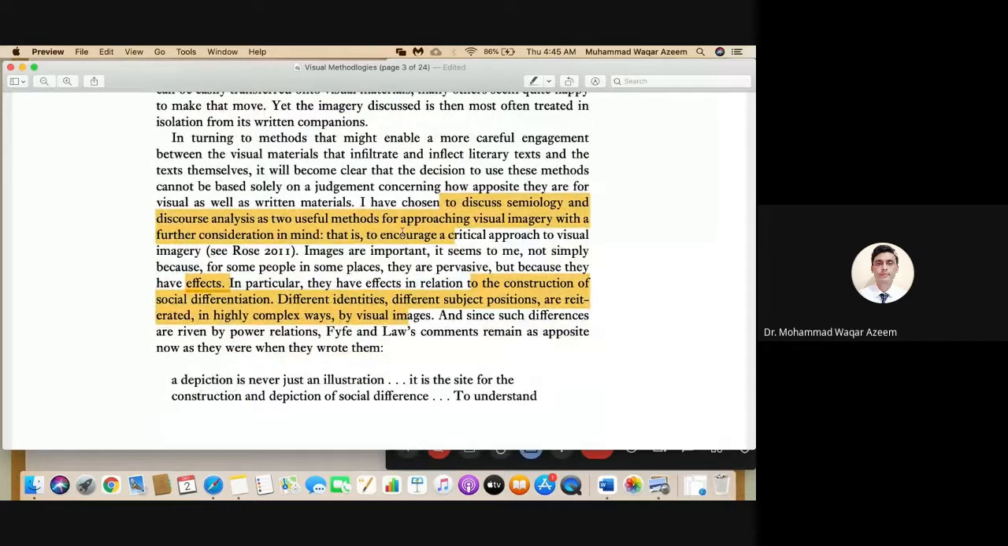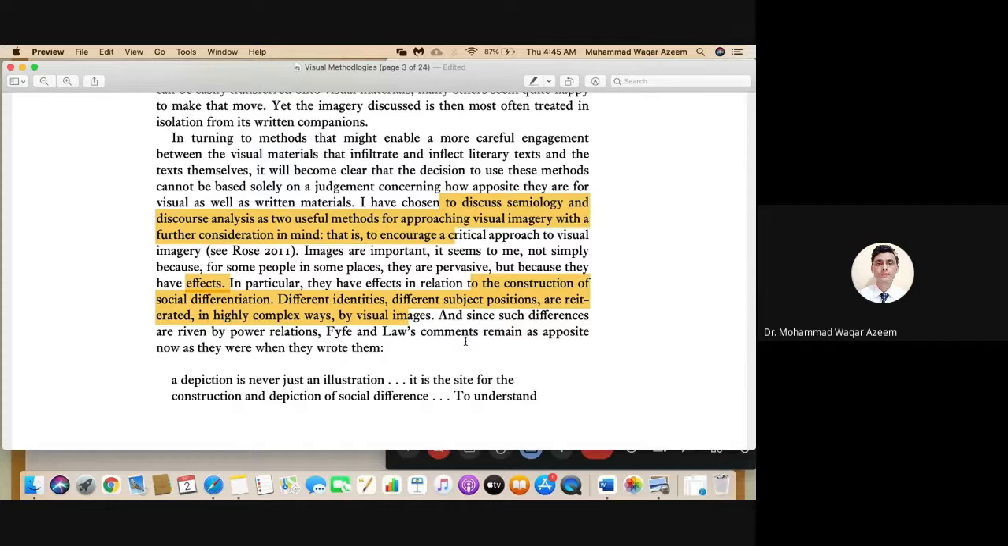So as she would further say over here, I have chosen to discuss semiology and discourse analysis as two useful methods for approaching visual imagery with a further consideration in mind, that is to encourage a critical approach to visual imagery. Images are important, it seems to me, not simply because for some people in some places they are pervasive, but because they have effects. In particular, they have effects in relation to the construction of social differentiation. Different identities, different subject positions are reiterated in highly complex ways by visual images. And such differences are driven by power relations.